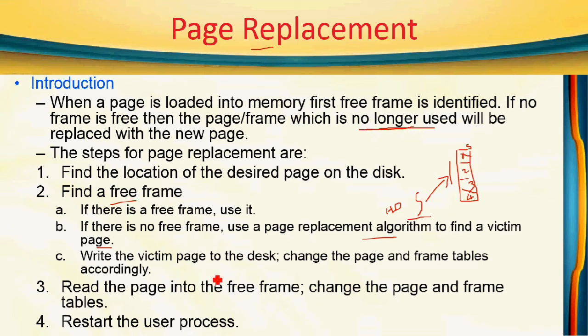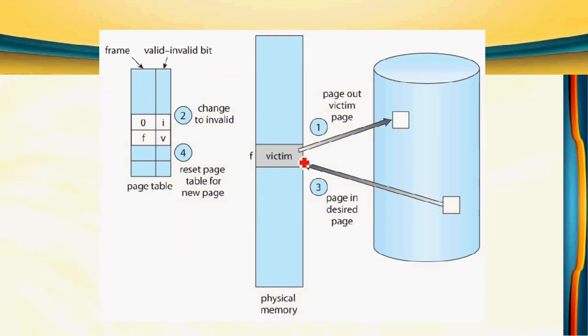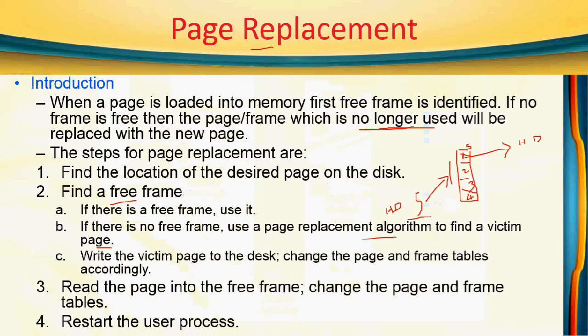So now write the victim page to the disk. This one is now sent back to our disk. It is written on the hard disk. Now that location is free. In that location the new page 5 is loaded. Correspondingly you have to update the page tables. So this is a diagram. First we identify the victim page that is sent back to the hard disk. For this victim page we update the page table entry as invalid because now it is not in the main memory. Then the new page we are bringing into the free frame location. For this new page we update the page table entry as valid. So these are our steps for a page replacement.